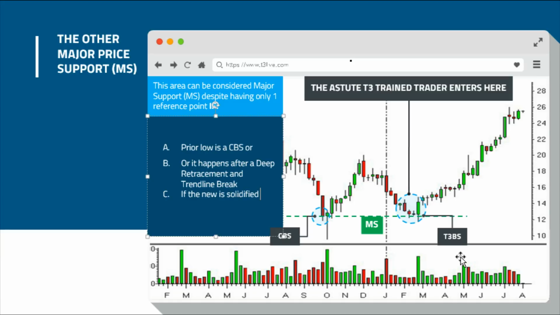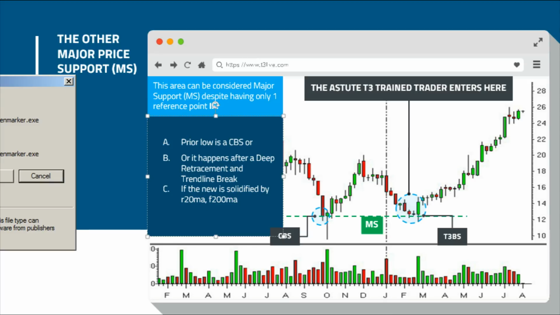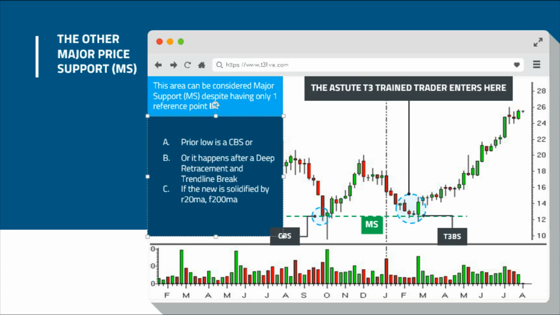1 reference point is enough if the new pivot, this area, is solidified by something else, by a rising 20 MA, a flat 200 MA, or something else, such as sometimes we also have minor support coinciding with major support. Let's say we have, let's see, my annotation tool stopped working. Let me restart it. Okay, let's say the prior area was, we had a base here. We said a base and then a breakout and then a pullback. Well, that would be minor support also, in addition to it being major support.